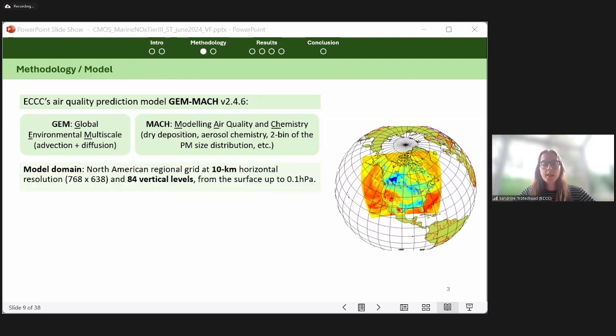The model domain is, as you can see on the right, a North American regional grid at 10-kilometer horizontal spatial resolution. There are also 84 vertical levels, from the surface all the way up to 1.2 hectopascal.